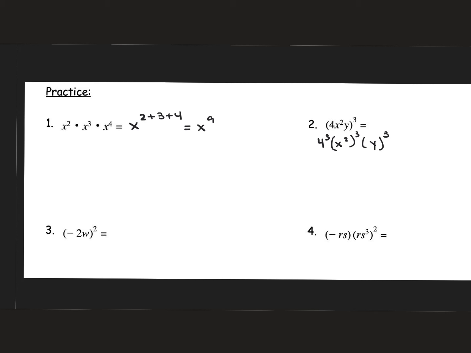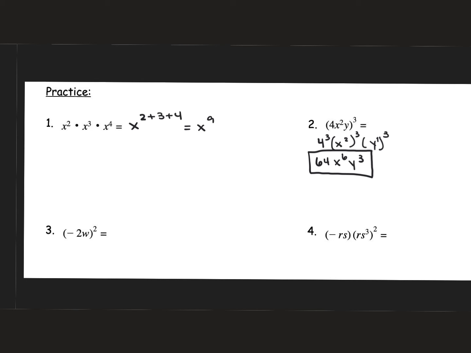All right, so we know that 4 cubed is going to give me 64 because that's 4 times 4 times 4. Here I have x squared being raised to the power of 3, so I'm going to multiply those exponents to give me 6. And here we can see that y has an exponent of 1. 1 times 3 is 3. So I get 64 x to the 6th y cubed.